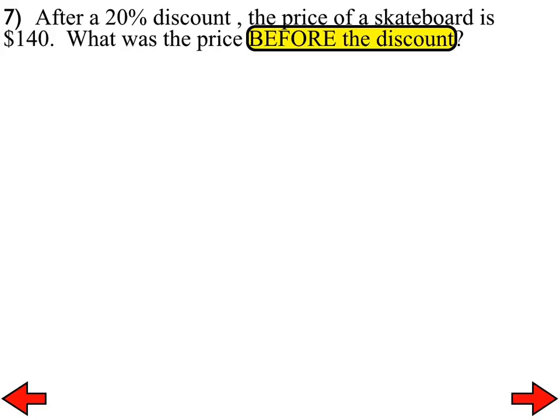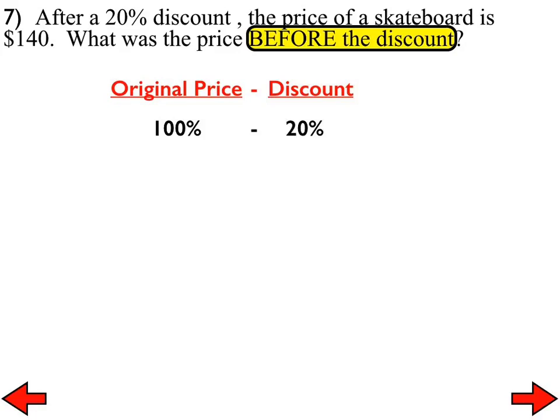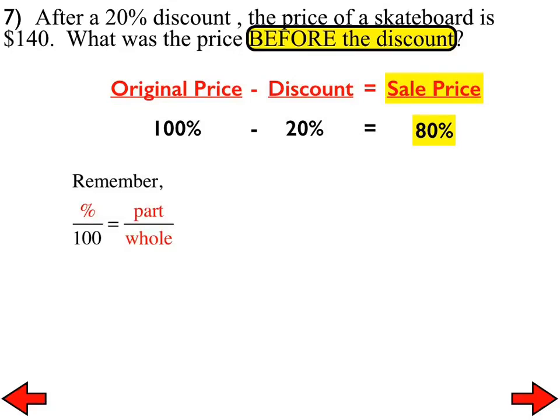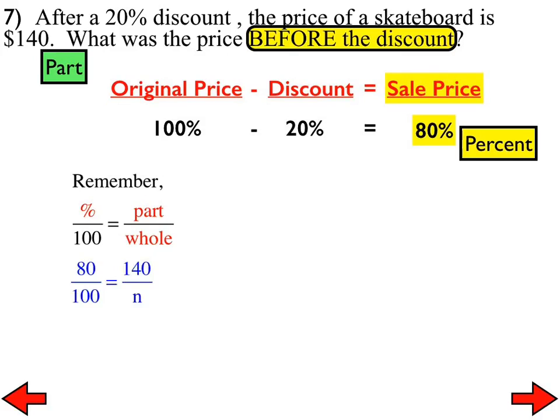So I see a lot of you have tried to do it the proportion way, which is good because that's what we just wrote, but you have your 140 in the wrong spot. This is why I didn't want you to solve it yet. So let's talk about this. The original price was 100%, right? We don't know what that is. That's what we're trying to find. Minus the discount, which was 20%, means you're paying what percentage of that cost? You're paying 80%. That's the sale price. And we know what the sale price is. That's $140. So your part over whole should be 80 over 100, just like we've been doing.